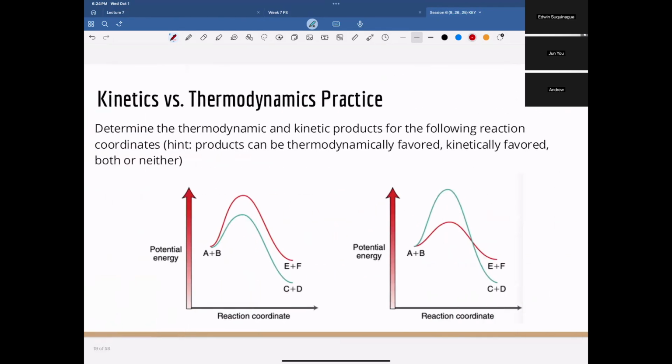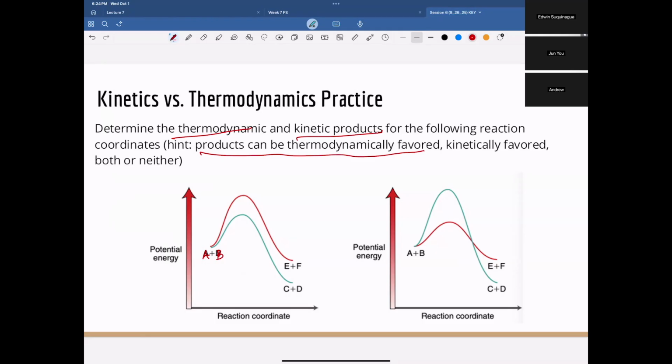That directly correlates with the speed of a reaction. So let's do a practice problem here. I'll do the first one with you guys. It's asking us to determine the thermodynamic and kinetic products for the following reaction coordinates. Hint, the products can be thermodynamically favored, kinetically favored, both, or neither. We see that there are two pathways here. Reactants A, B go into products C, D, or E and F. And we're going to determine which one of those two is thermodynamically favorable first.